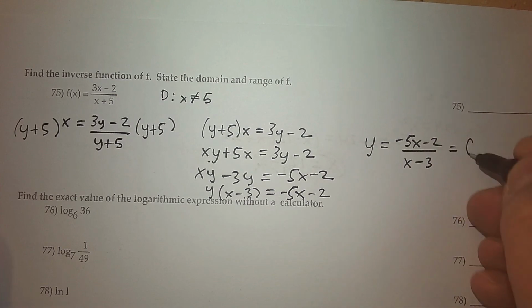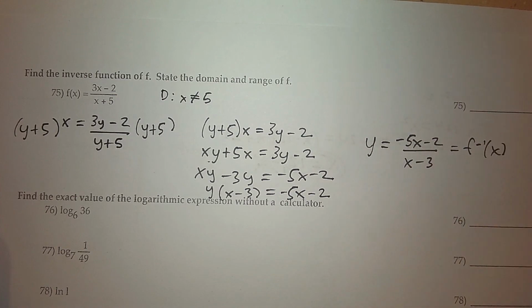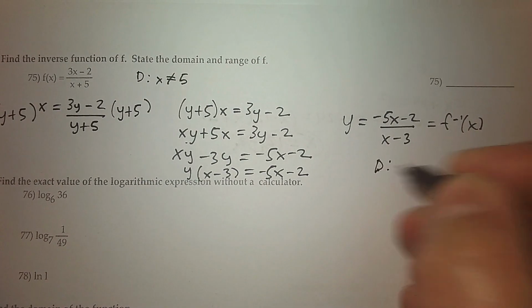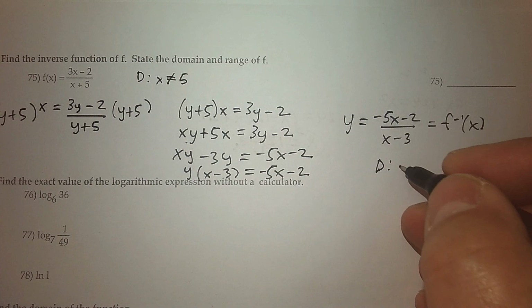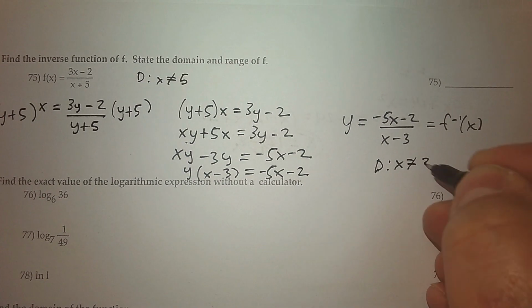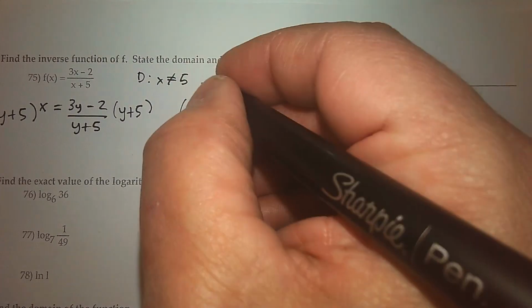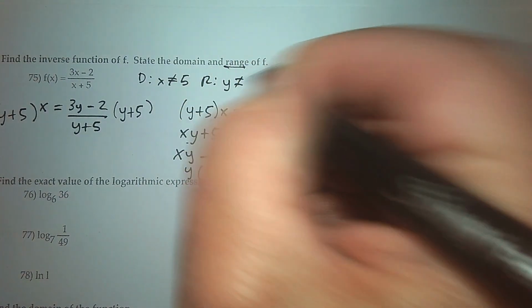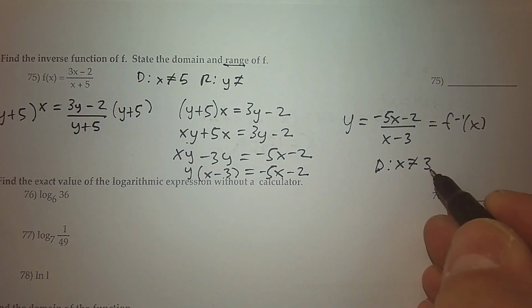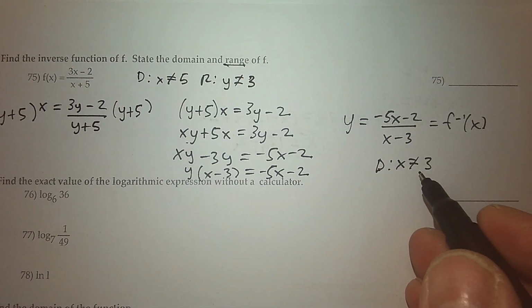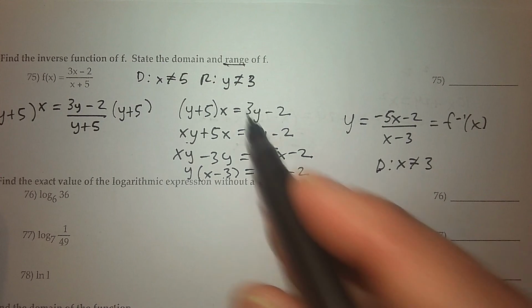And again, the symbol for inverse is that little negative 1. What's the domain restriction of the inverse? X cannot equal 3. The question says, what's the range? Well, then the range, what can x not equal in the inverse is what the range is for the function. The range of one is the domain of the other.